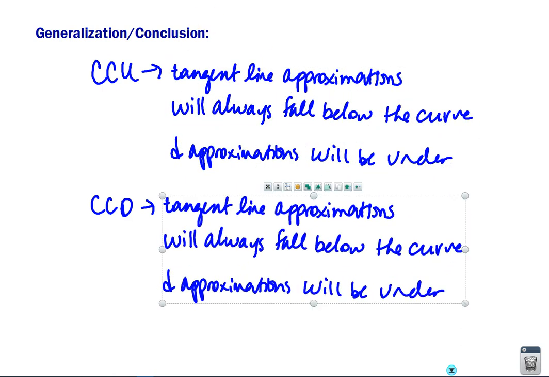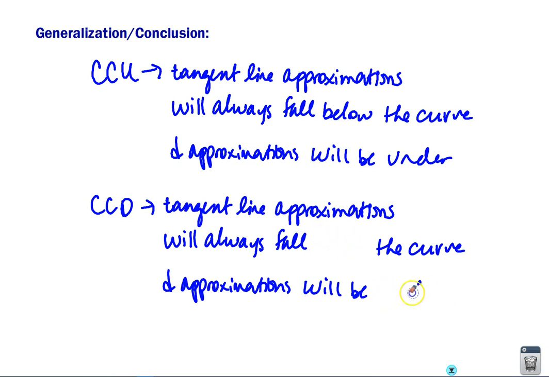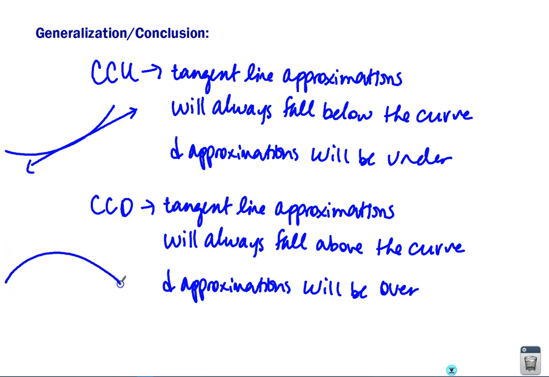Tangent line approximations will always fall above the curve, and approximations will be over approximations. Okay, if you need a quick visual, concave up, tangent line approximation: all of your approximations along this line are below the curve, so they are under approximations. If your function is concave down, tangent line approximations are all above the curve, so they are over approximations.